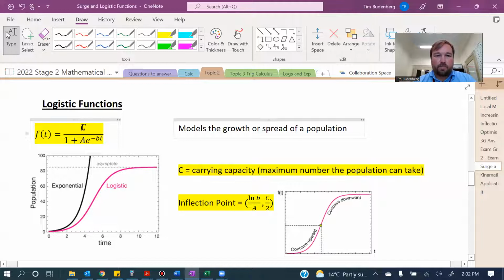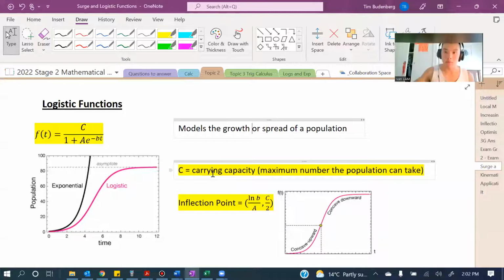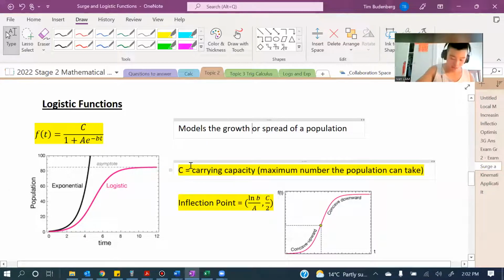The letter on top, C, is called the carrying capacity, which is the maximum number a population can take. So carrying capacity might be a number of different things. Carrying capacity could be, if you're looking at an island that has enough resources and grass and water on it for 1,000 squirrels, 1,000. So is it like a maximum? Oh, yeah. Yeah, it's a maximum.